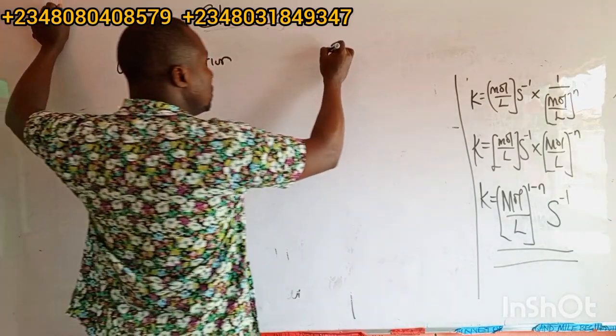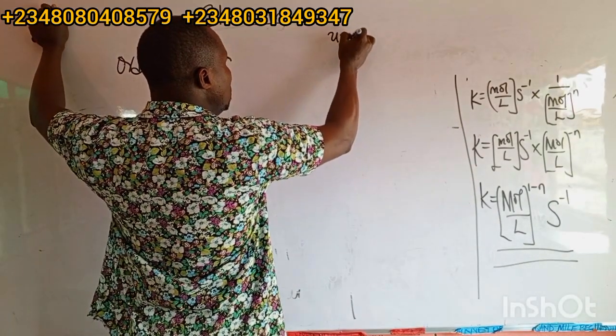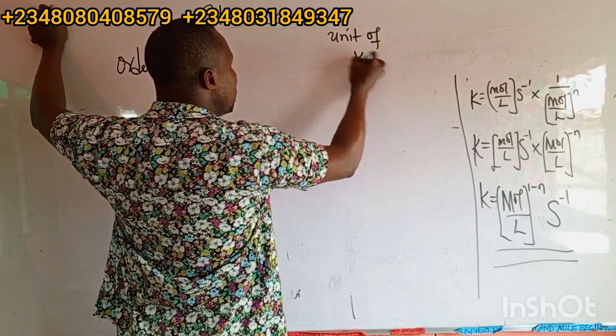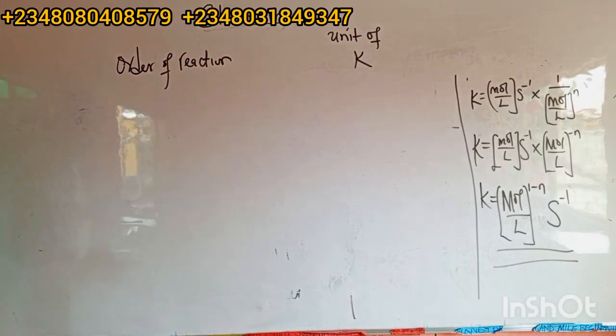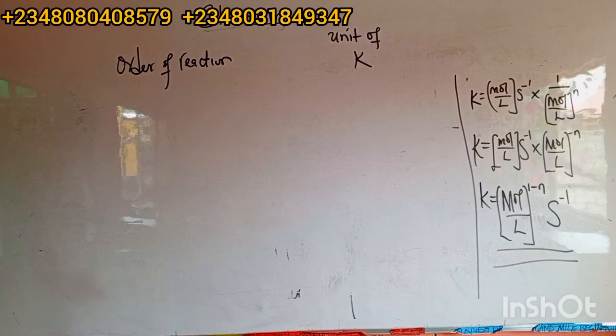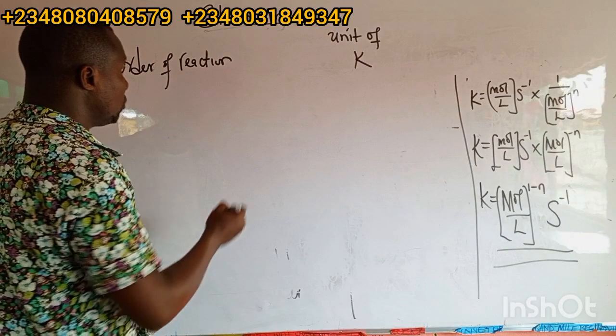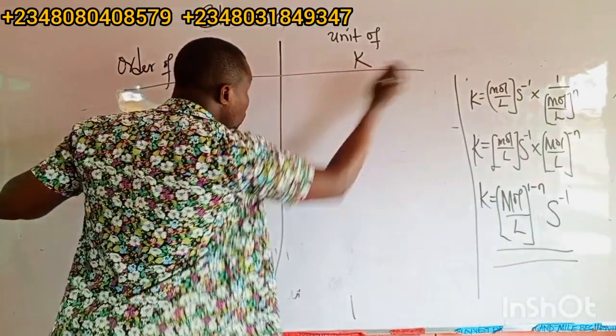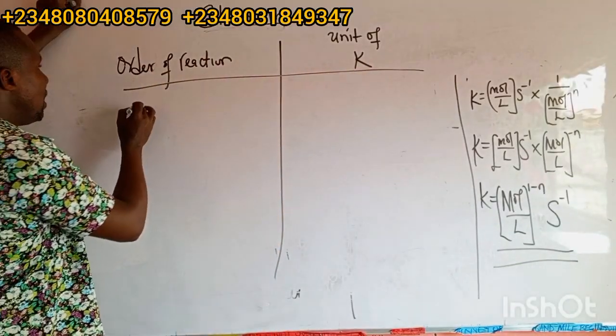And their units. Unit of K. Order of reaction and unit of K. We have zero order.